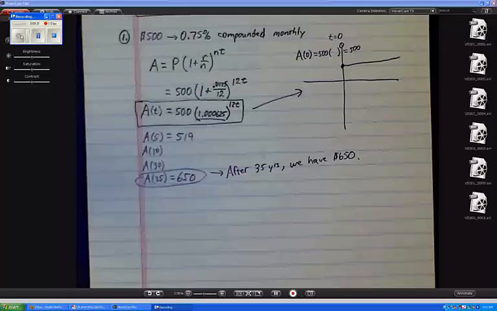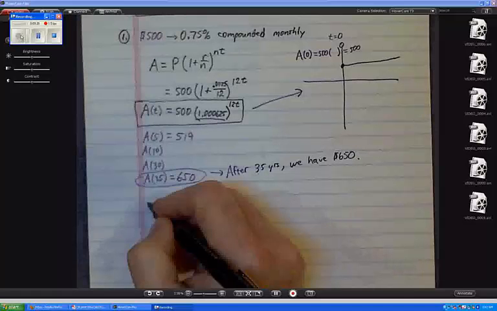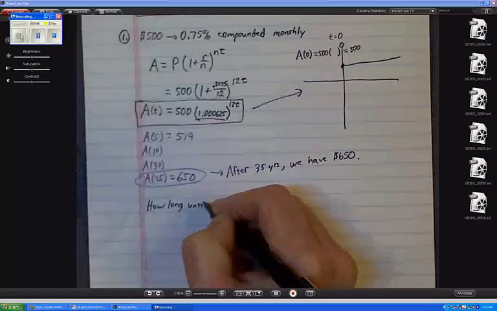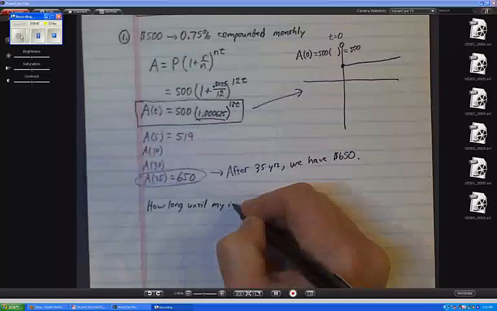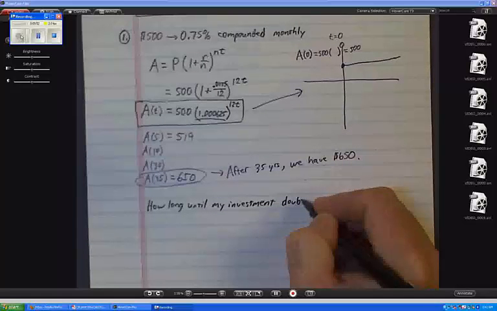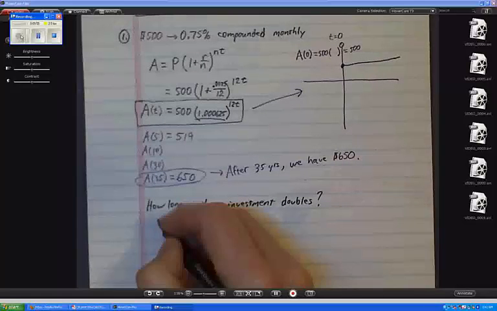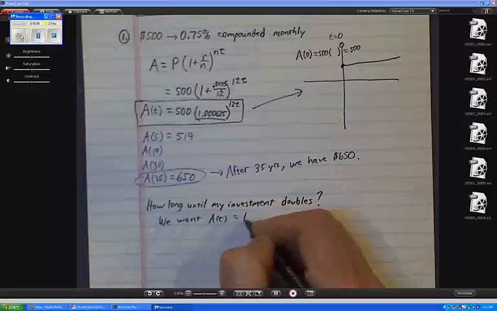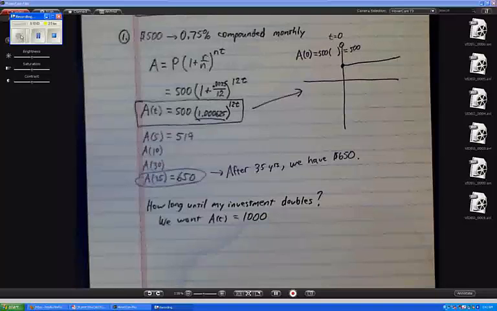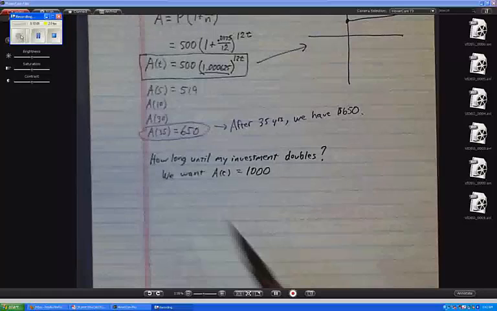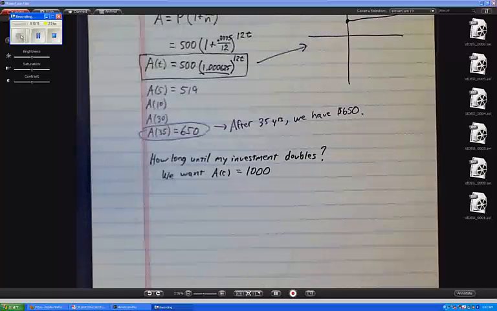So it says, how long until my investment doubles? Well, how much money do we want in the account for that to happen? We want A of t to equal 1,000. So what I do is I take that equation, and where it used to say A of t, I'm going to write 1,000. And so let's see, what would it look like? It would look like this.